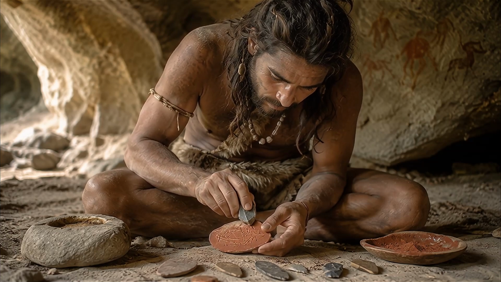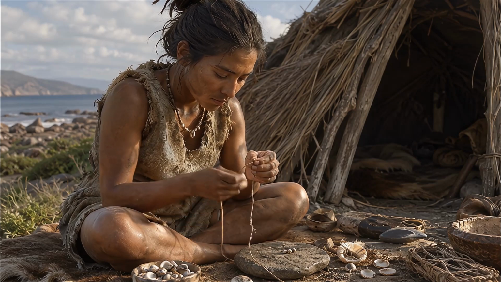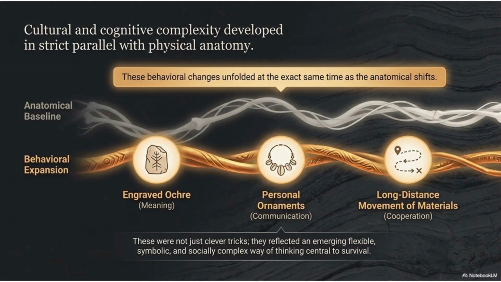Now, this part is important. These anatomical changes were unfolding at the same time that behavior was becoming more flexible, symbolic, and socially complex. Think about the engraved ochre, the personal ornaments, and the long-distance movement of materials. These weren't just clever tricks. They reflected an emerging way of thinking, one in which meaning, communication, and cooperation became central to survival.